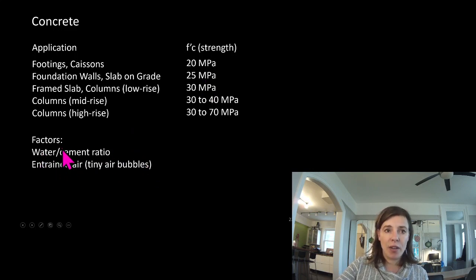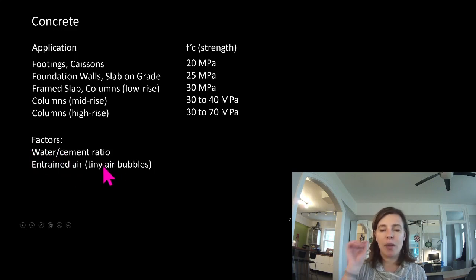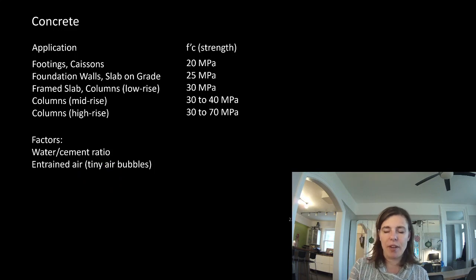The mix designer will look at what our requirements are and then come up with a mix design that talks about the water to cement ratio and the air entrainment, where those are the tiny little bubbles that are in it.